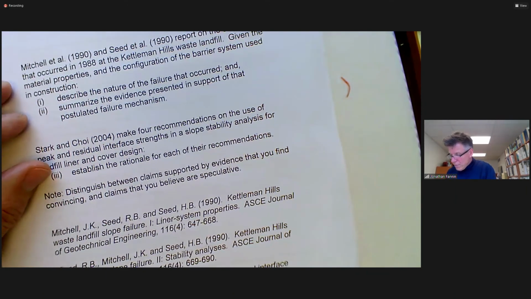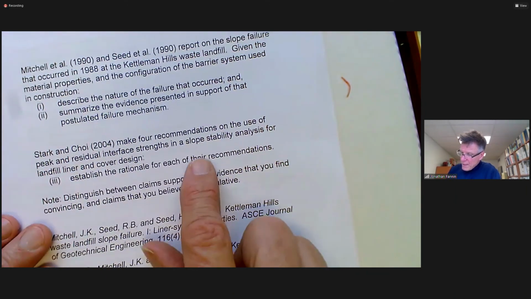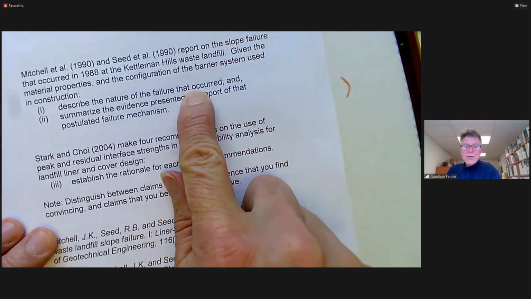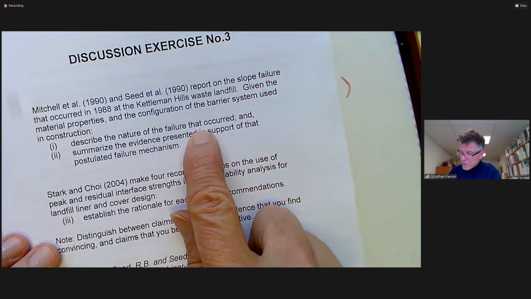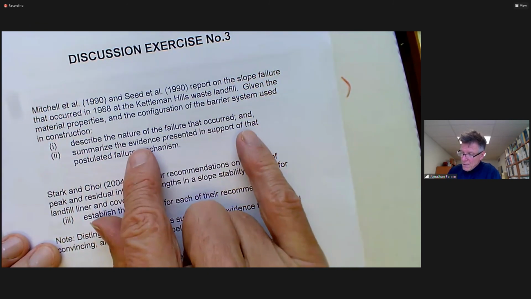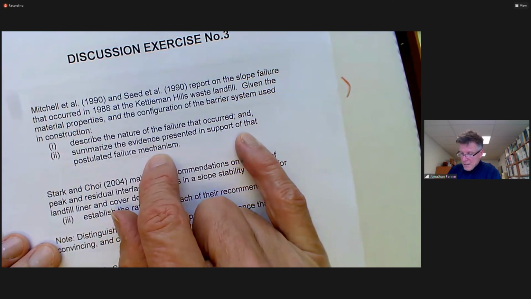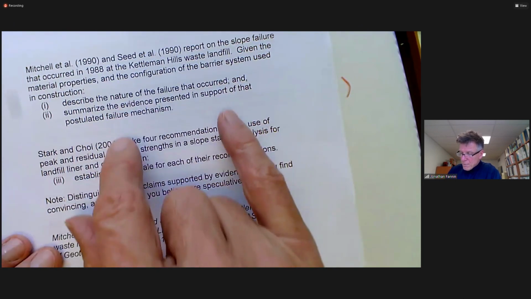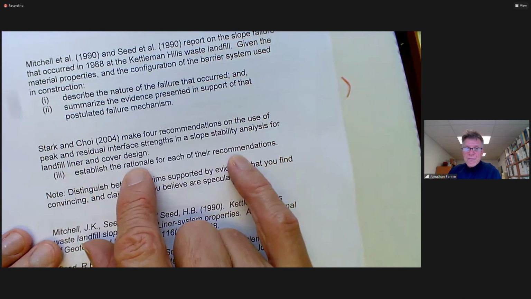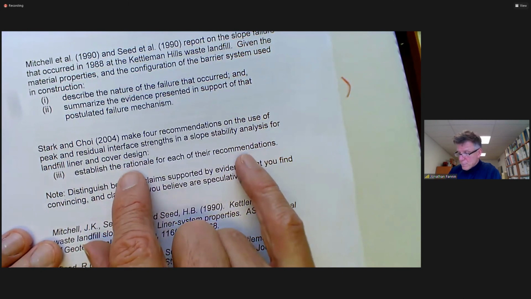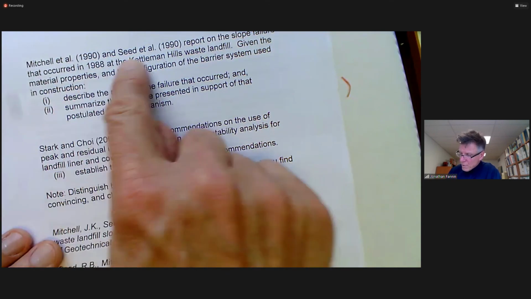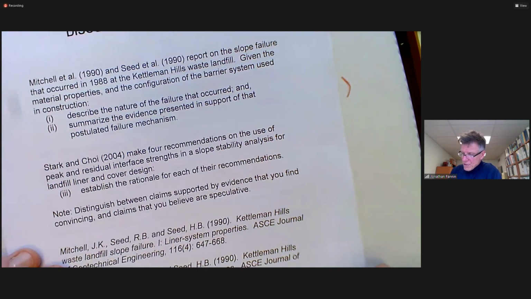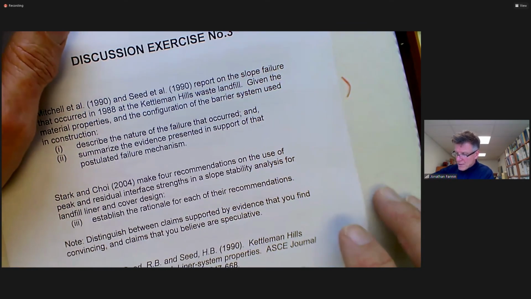It's now familiar to you, I hope, but I ask you to describe the nature of the Kettleman Hills failure, very instructive and, with hindsight, perhaps relatively straightforward to understand. And then, what's the evidence in support of the claims? And with Tim Stark's work, what's the rationale in support of their recommendations for design? This will inform an opening discussion that we will have at the beginning of the next lecture.